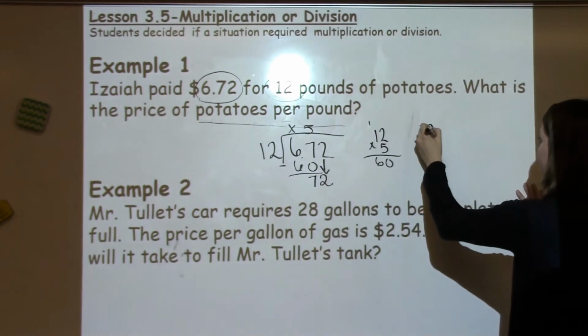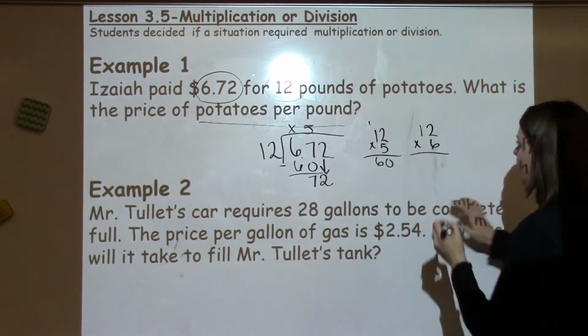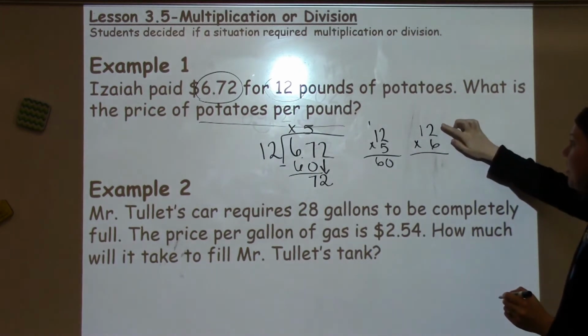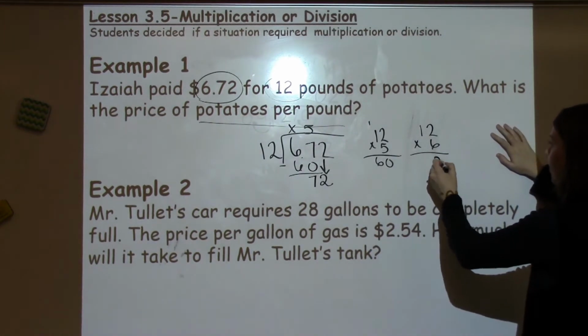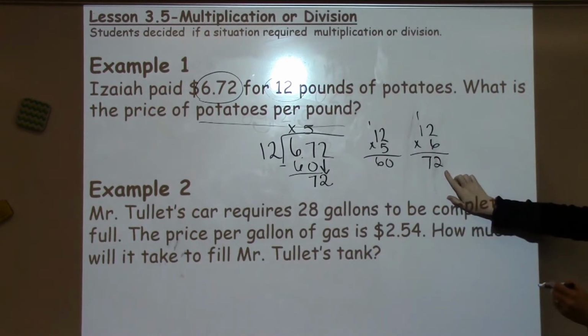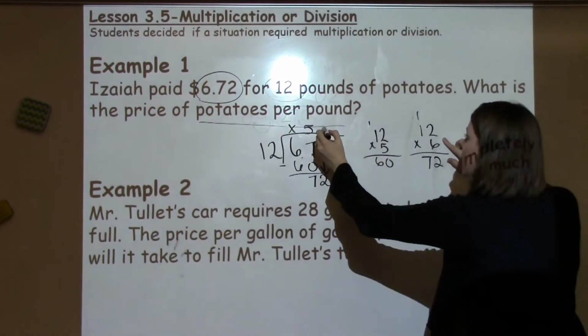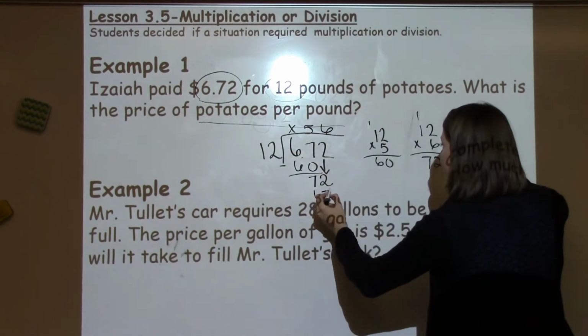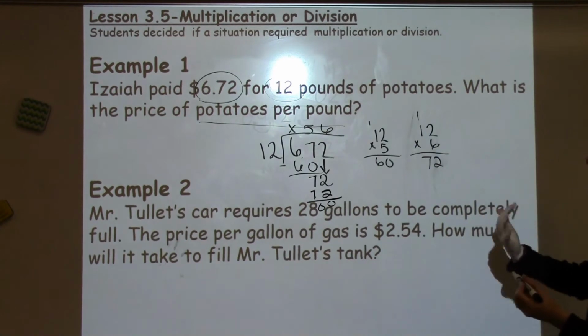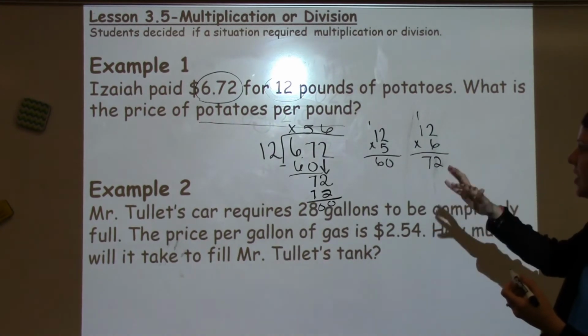So 12 times 6, just to confirm that it is 72 or is greater than 72. 12 times 6. I know 2 times 6 is 12. Carrying my 1 is going to be 6 plus 1 more is 72. And that's right on the money, so I'm going to use that number 6. So 6 times 12 is 72. When I subtract, I have nothing left over. So I know the price per pound is 56.